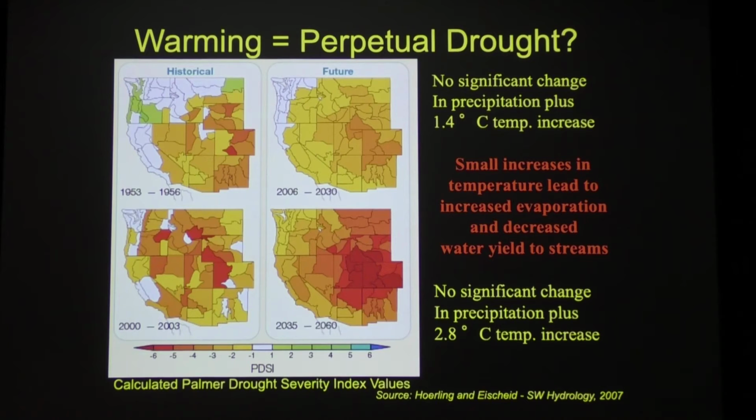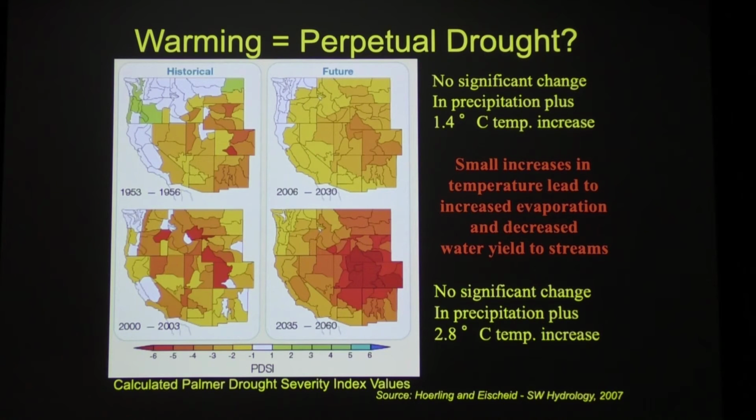What's really interesting about this particular study is they identified increases in temperature. Note, this increase in temperature, no significant change in precipitation, plus 1.4 degrees increase in temperature. They're projecting that to occur 2006 to 2030 in the southeast corner of Wyoming. We've already surpassed that. With no changes in precipitation, this is what we would anticipate a warmer climate meaning in terms of drought conditions. With an increase of 2.8 degrees C and no significant changes in precipitation, this is what we're looking at in the lower right from 2035 to 2060.